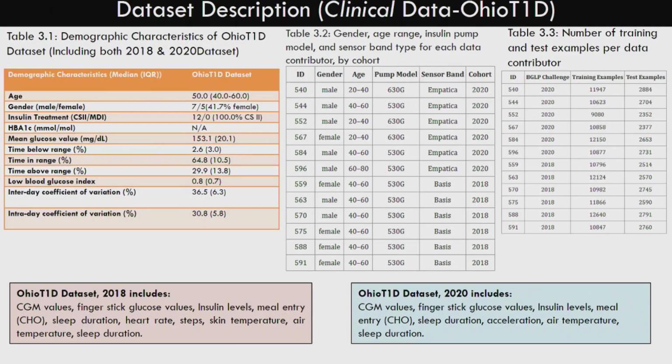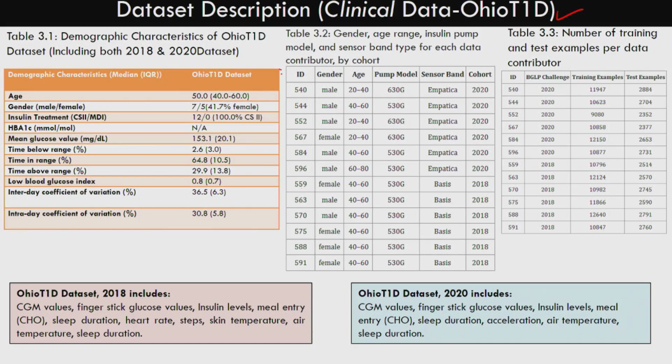There are many data sets available nowadays. Type 1 diabetes data sets, a lot of them are available. Ohio T1D is a very popular data set. It has been there for a very long time. It doesn't have a massive number of people, as you can see here, around 12.